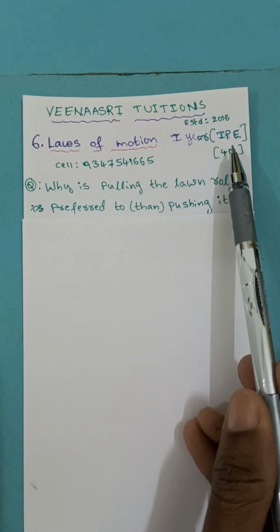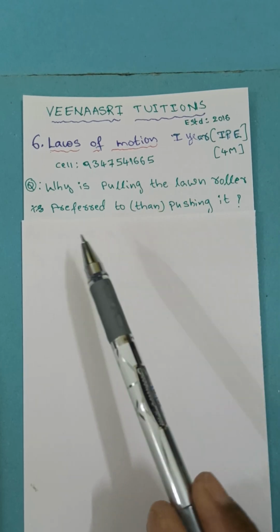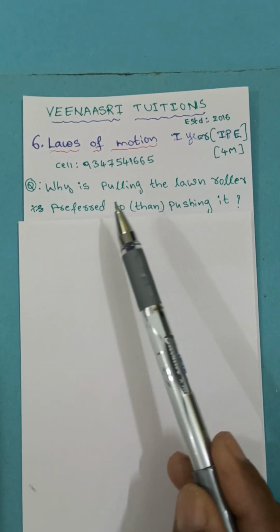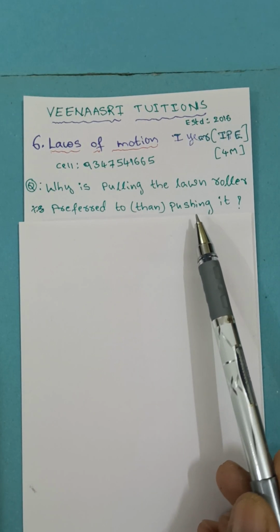Laws of motion, first year IPE, 4 marks question. Why is pulling the lawn roller preferred to pushing it?